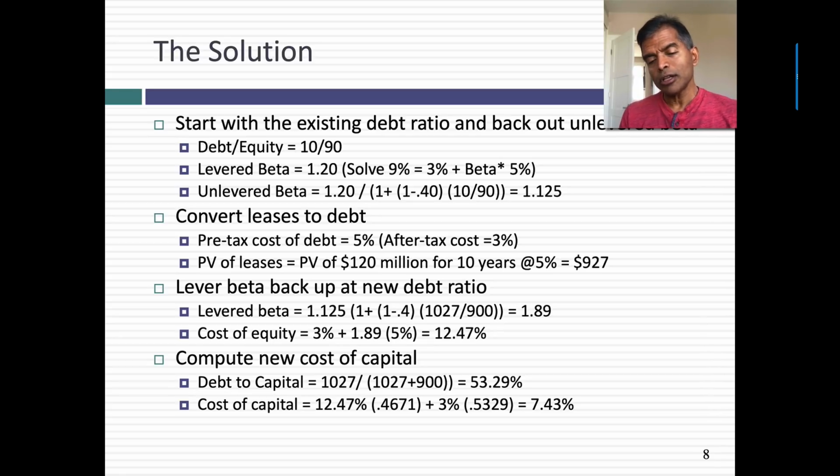Then to compute my cost of capital, I compute a new debt to capital ratio. So the debt to equity gets used in levering and unlevering betas. The debt to capital gets used in the cost of capital calculations. 53.29% debt, 46.71% equity. I take a weighted average of my updated cost of equity of 12.47% and my after-tax cost of debt of 3%. I come up with a new cost of capital. And this is the right cost of capital because I'm reflecting debt from the leases as debt, as I should.